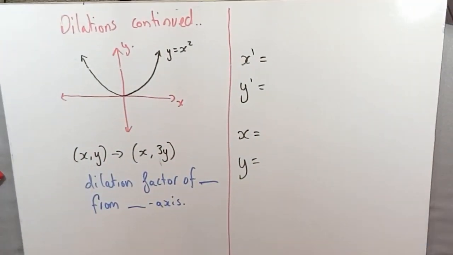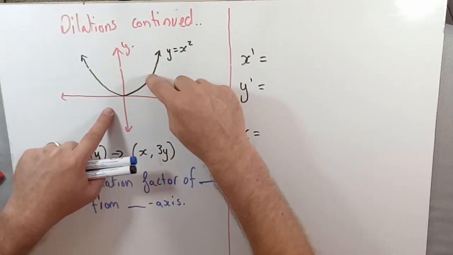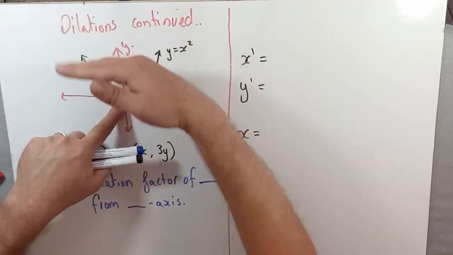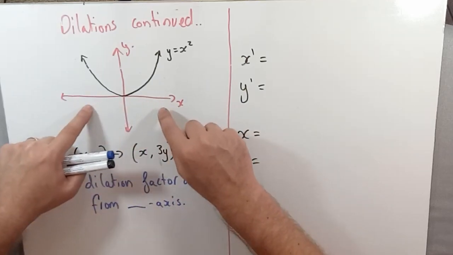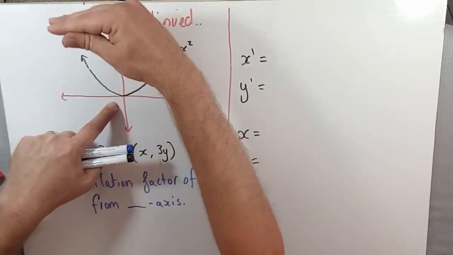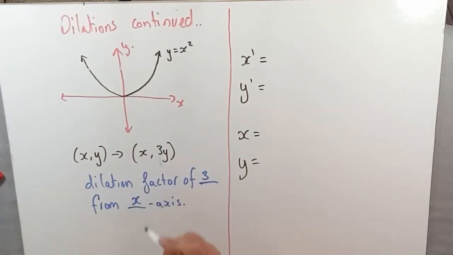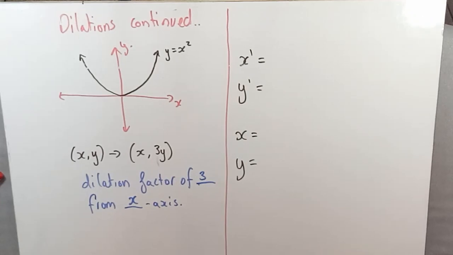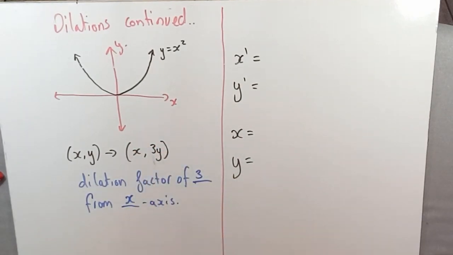All right, dilations continued. This time, we've got a factor 3 here in our mapping. So our y is going to map to 3y instead of x. If you imagine the y here mapping to 3 times that amount, it's going to stretch it up this way, away from the x-axis. So this is going to be a factor of 3 from the x-axis. This is something you've got to really understand: when you've got a factor 3y here, it's going to be from the x-axis.